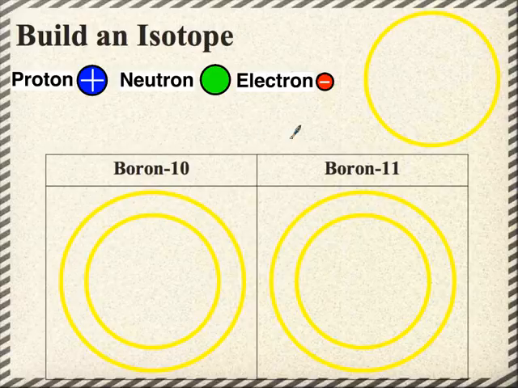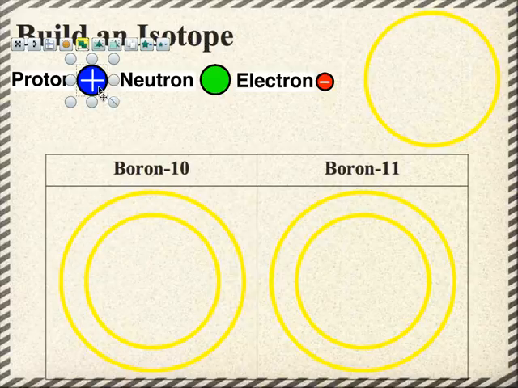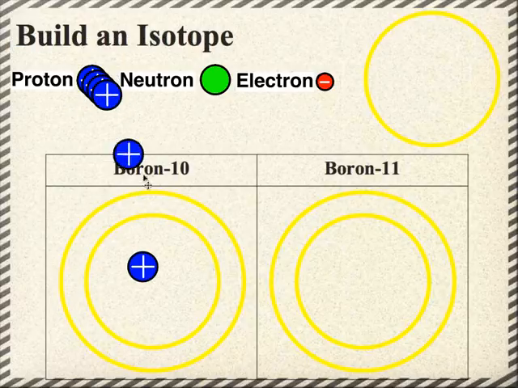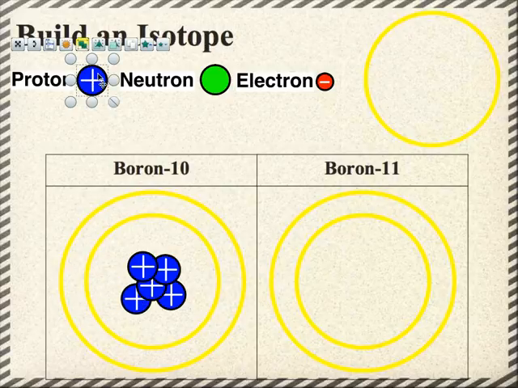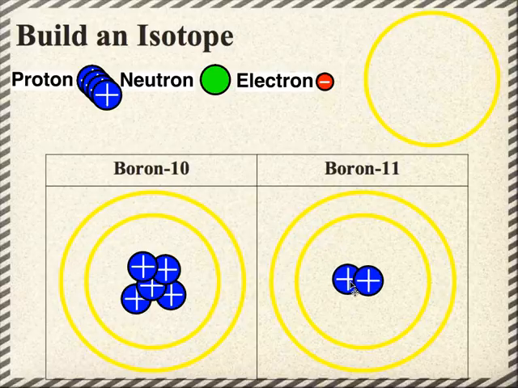For example, let's say I wanted to make boron-10 and boron-11. I'm going to make my atoms again. I know that boron has 5 protons, so I'm going to drag these over here: 2, 3, 4, 5. And I'm going to make 5 here as well, 2, 3, 4, and 5. I know it's also going to have 5 over here, so I'm going to move these over.